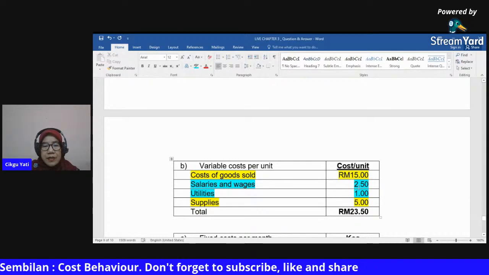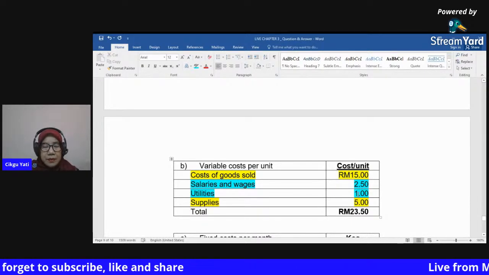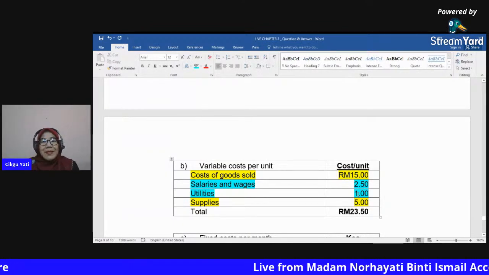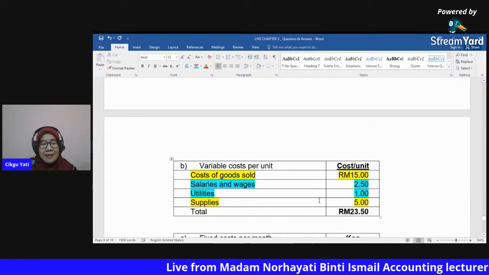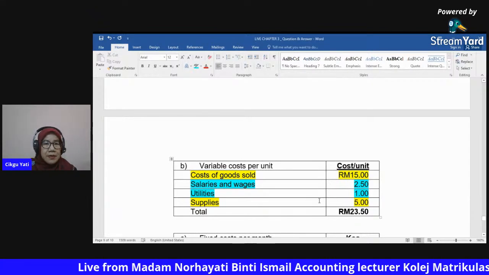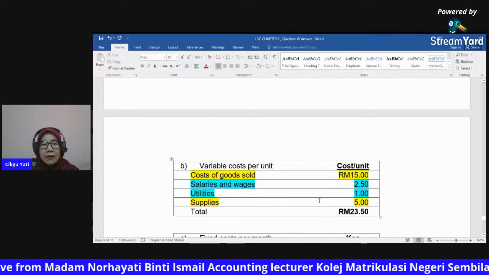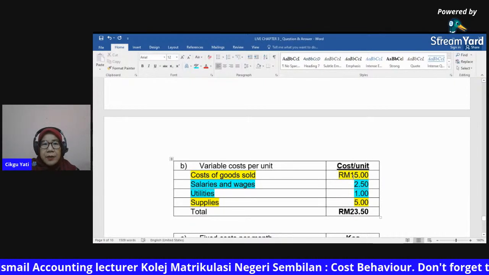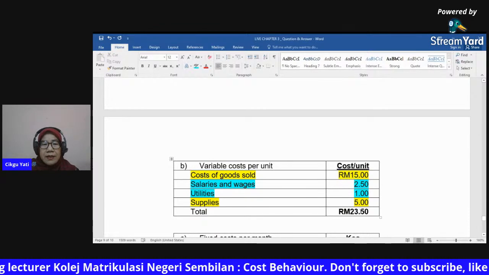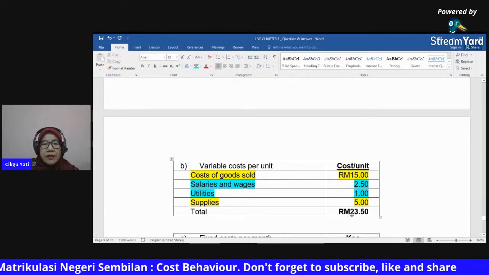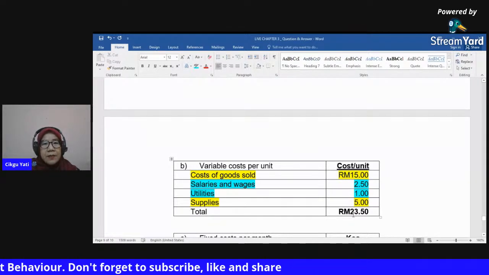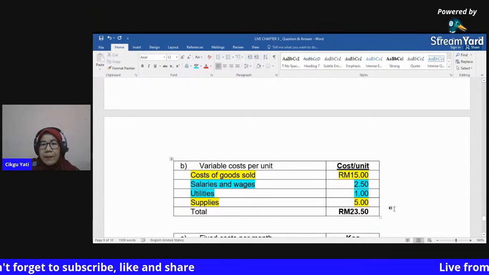Salaries and wages 2.50 and utilities 1.00, or 1 ringgit. Easy, right? Okay, so this one is for supply. Supply, that one is variable cost just now, right? So you add all together for the total variable cost per unit. So you get this amount, 23.50. This amount, variable cost per unit, remains constant, okay?